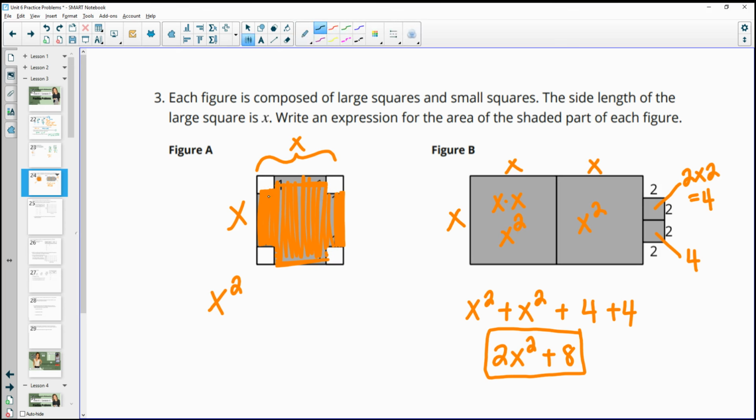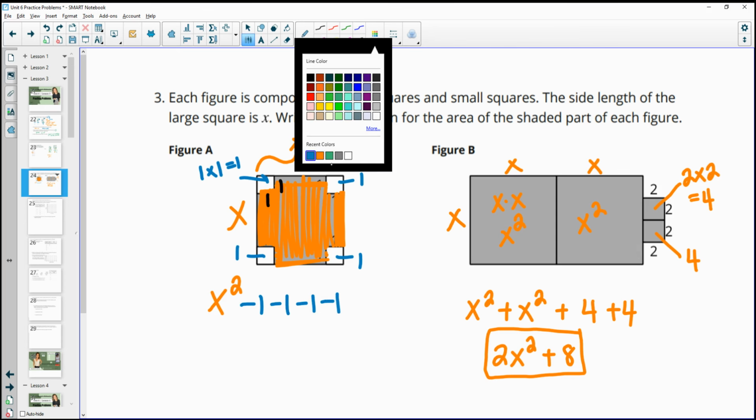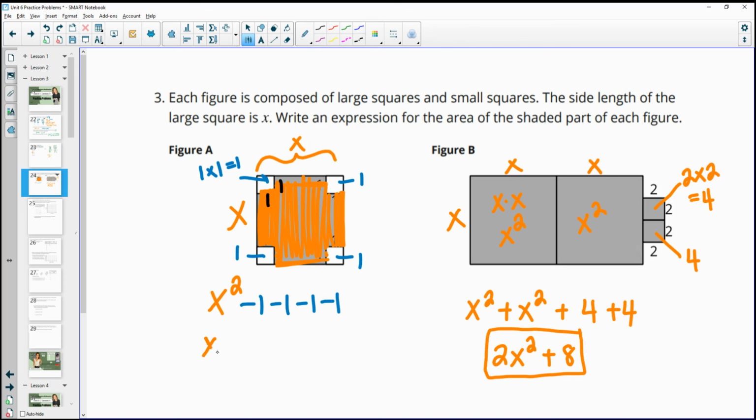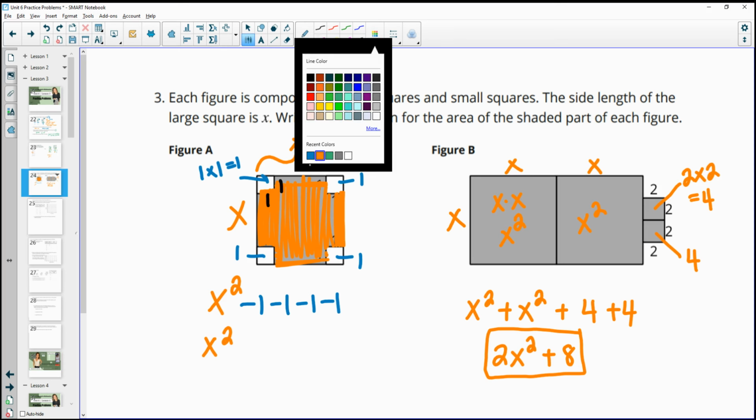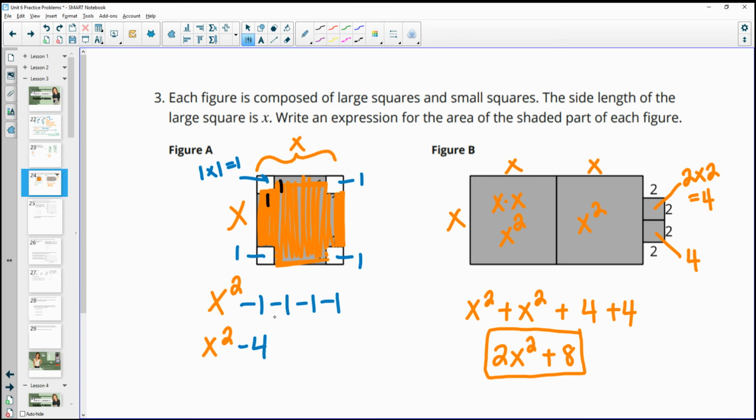And if you remember, they were each a 1 by 1 box. And so the area of each of these is 1 times 1, which is just 1. So the area of every one of these boxes is 1. So we have to subtract out all of these 4 boxes to get our area of just the shaded region. So we have x squared minus 4 ones, and that's our total area. So that whole big x squared box minus 4 little unit boxes.